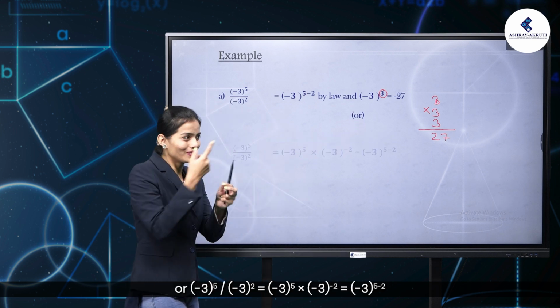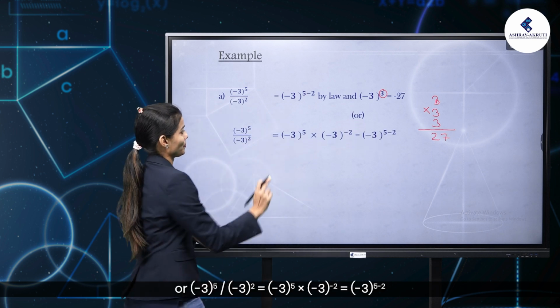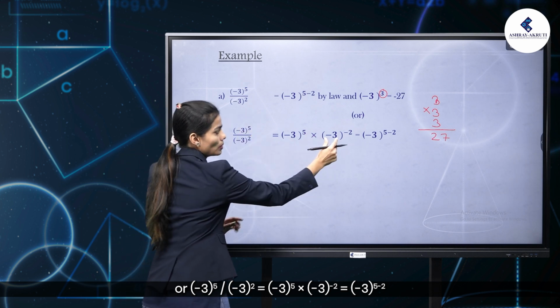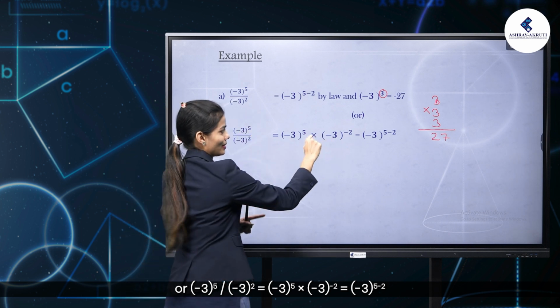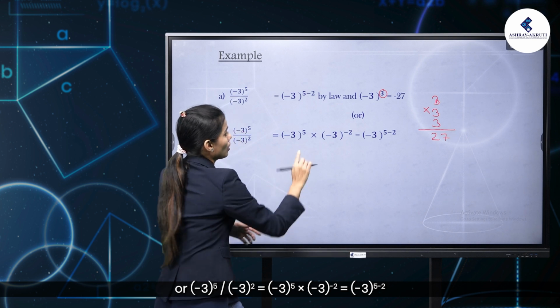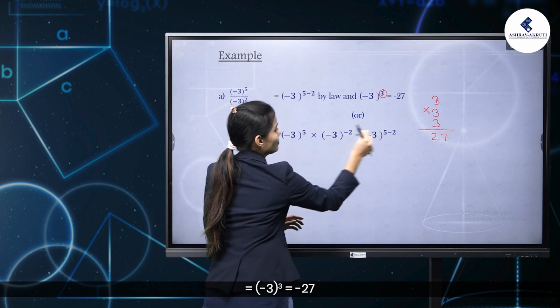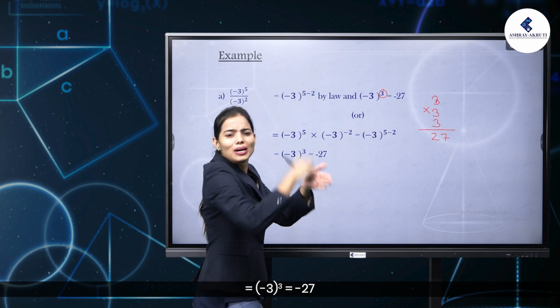Or minus 3 to the power 5 by minus 3 to the power 2 is equal to minus 3 to the power 5 into minus 3 to the power minus 2, is equal to minus 3 to the power 5 minus 2, is equal to minus 3 to the power 3, is equal to minus 27.